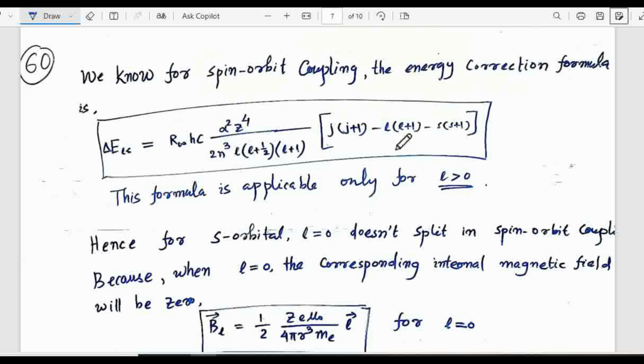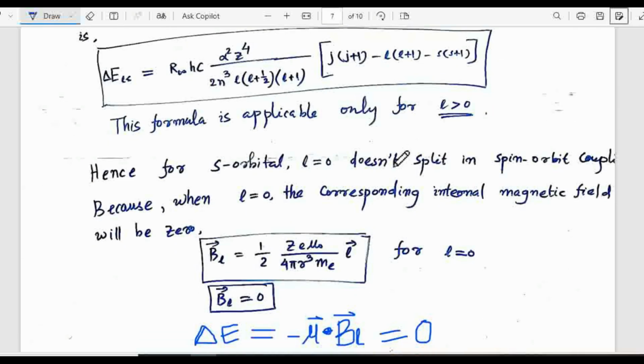That means for the s orbital, the value of L is 0. For the p orbital, the value of L equals 1. Hence, for the s orbital, L equals 0. That means it does not split in spin orbit coupling, because when L equals 0, the corresponding internal magnetic field will be 0.